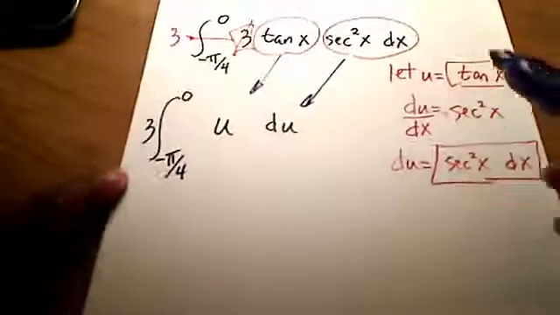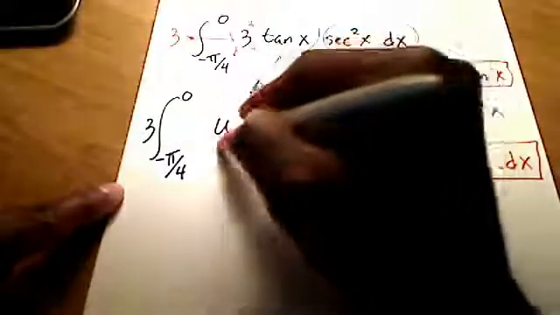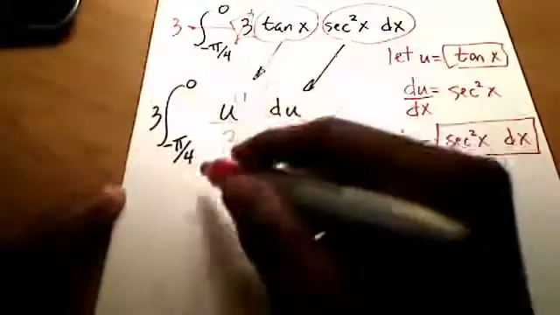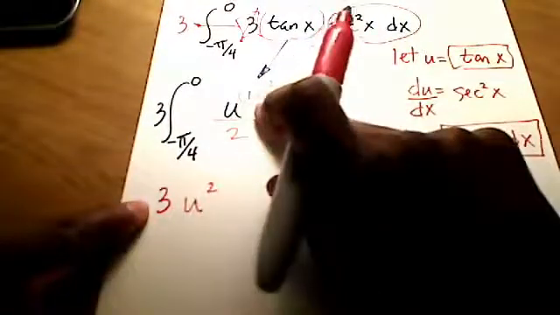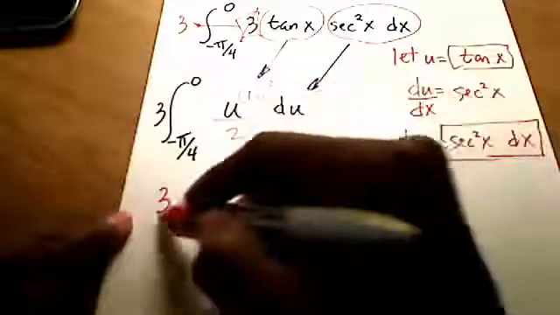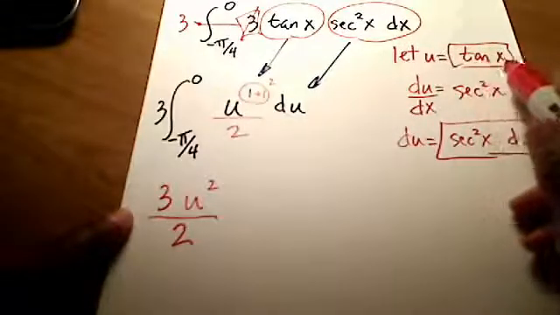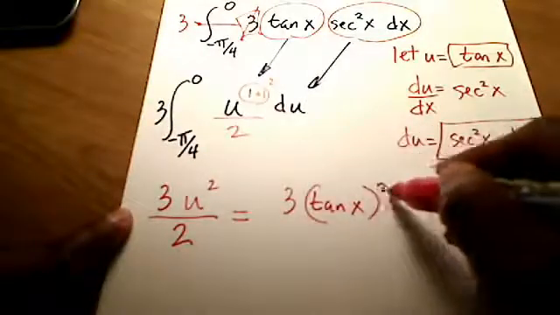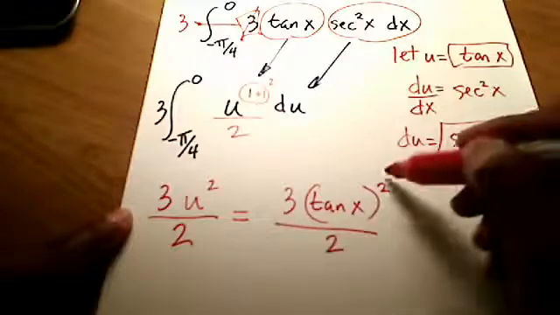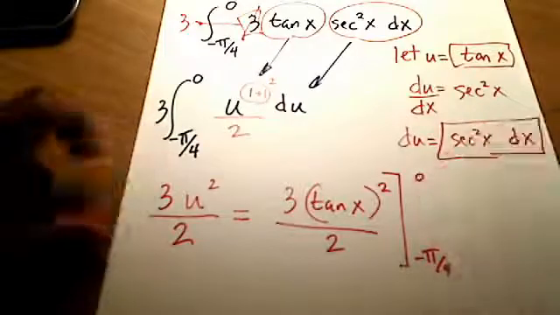Alright, let's keep going here. Now give me the antiderivative of u to the first power. That's pretty simple. We're just going to add 1, my new exponent is 2, and that 2 moves to the denominator. So we have a 3, u squared, all over 2. But wait, what was u? U was really a tan x. So this is really 3 tan x quantity squared all over 2, and we are going to evaluate this between negative pi over 4 and 0.